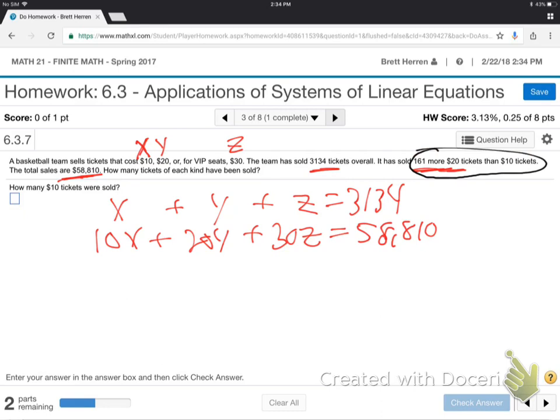161 more $20 tickets than $10 tickets. Now, remember what I said about who's bigger, who's smaller? So see if you can write an equation. We're using X and Y. X is the $10. Remember, X is the 10. So this is X, this is Y. Who's bigger, are they saying? Y. They're saying 161 more $20. Y is bigger. So if you're going to write an equation, if you're going to bring equality, who do you got to add to? The little guy.